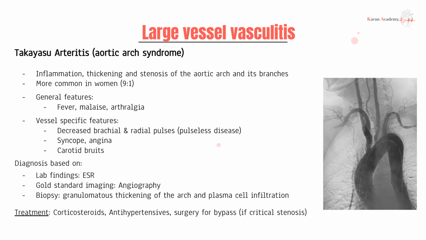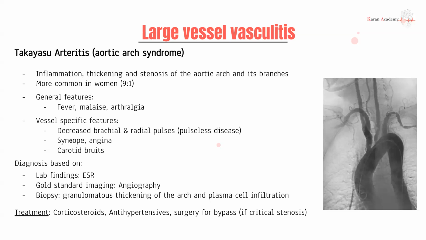The first one, Takayasu or aortic arch syndrome, is basically, as the name suggests, inflammation and thickening and then subsequent stenosis of the aortic arch and its branches. So it's more common in women, and that's a trend that's seen in almost all vasculitides. In terms of general features, and this is something that's going to be very common across the board, fever, malaise, arthralgia are going to be quite common features of almost all vasculitides.